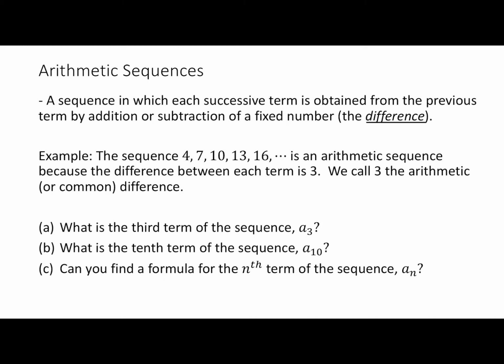So in the last video, the last two examples of sequences that we saw, I said we were going to spend some more time on those. So this is the first special kind of sequence we want to look at. It's called an arithmetic sequence, and this is a sequence where each successive term is found by taking the previous term and either adding or subtracting a fixed number. We're going to call that the difference or the common difference.